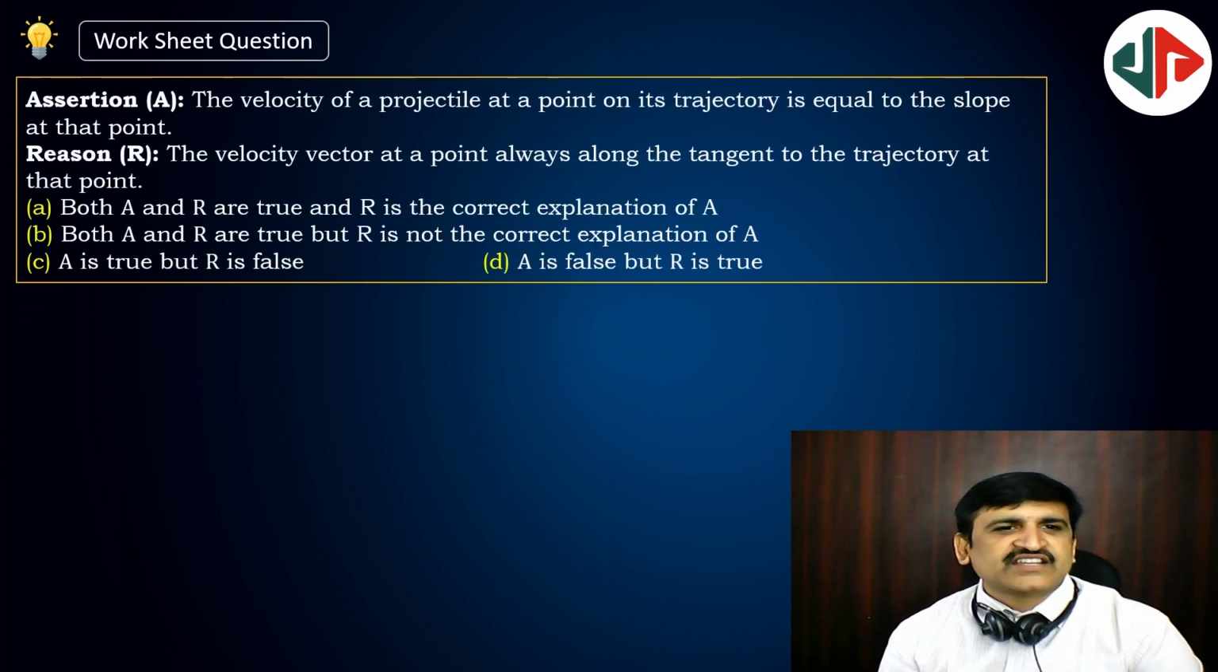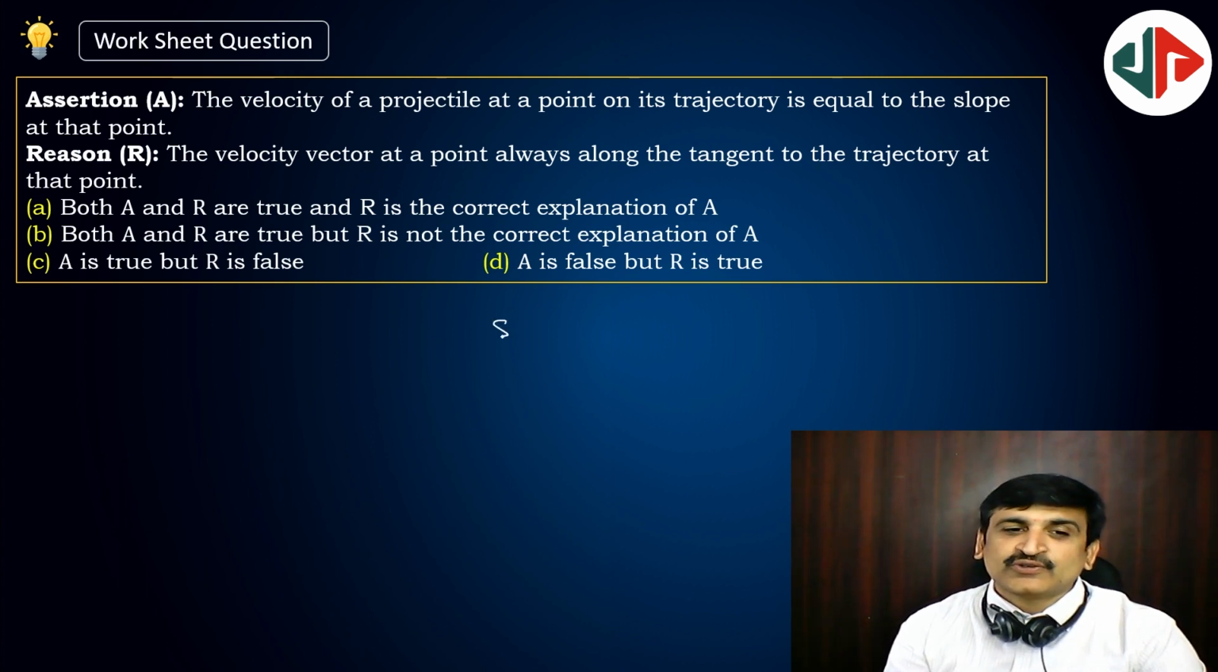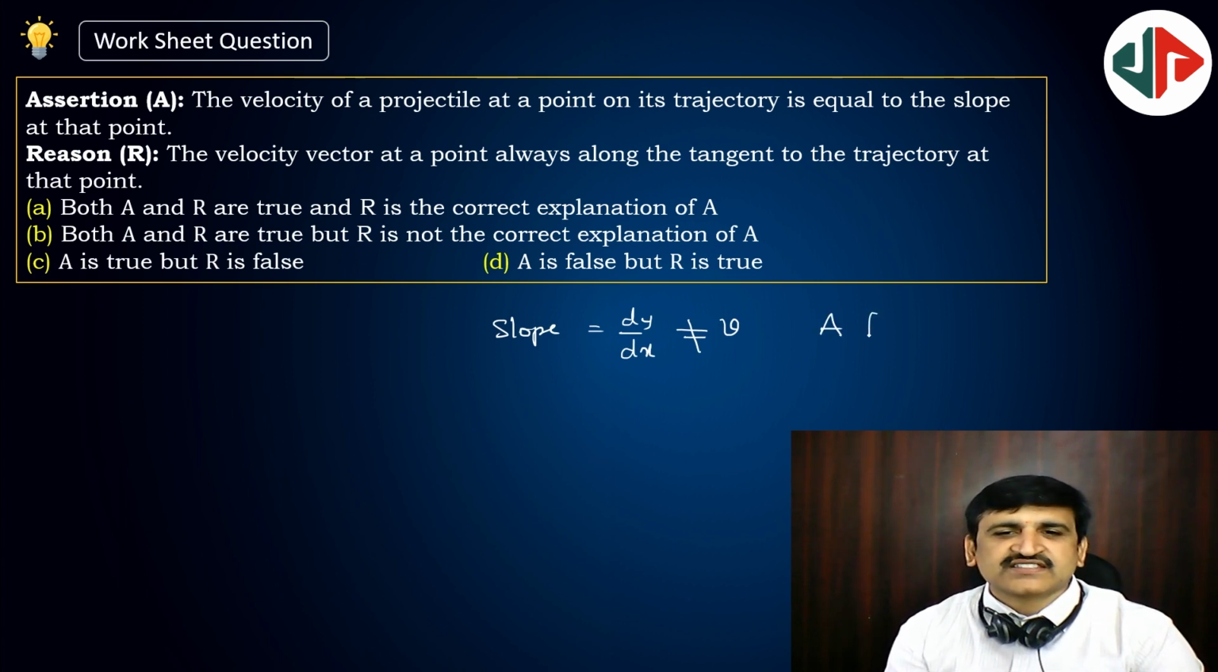The velocity of a particle at a point on the trajectory is equal to the slope at that point. Slope means dy by dx. dy by dx is not equal to velocity here. dy by dt is velocity. So A is false. Okay. Next.